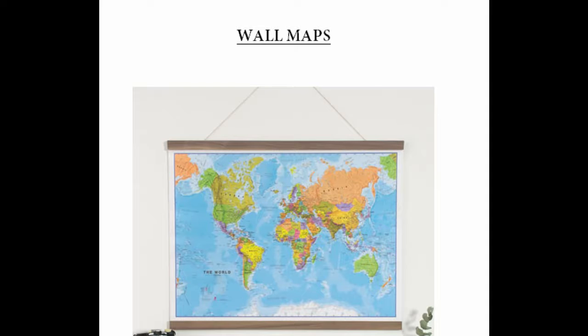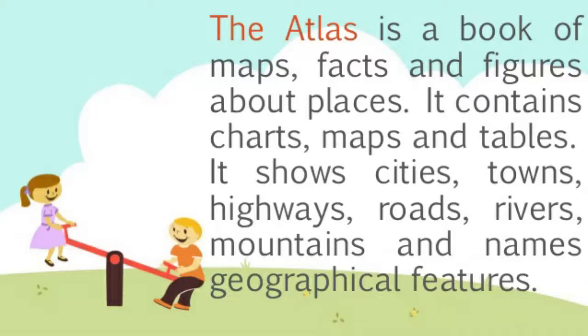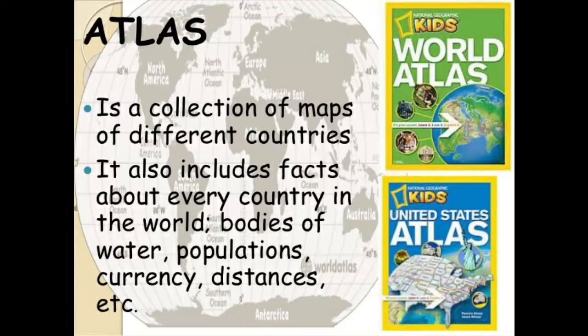The next one is the atlas maps. As we know, an atlas is a book of maps, facts and figures about different places. It contains various charts, maps and tables, and it shows the cities, towns, roads and different geographical features. Hence, the different maps which are contained in the atlas come under atlas maps.